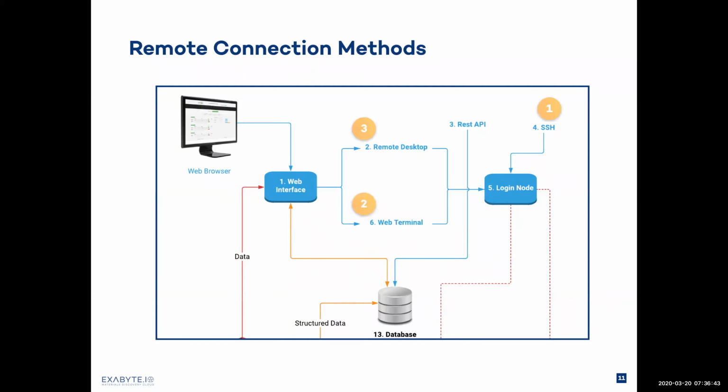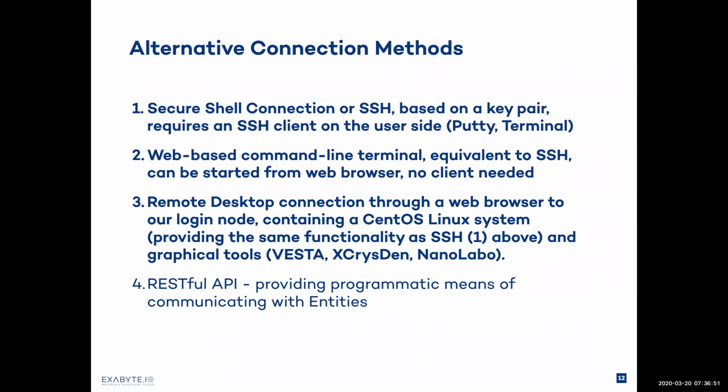There are four alternative connection methods, alternative meaning that they are not based on the web browser. They are based on a secure shell connection in the first case, a web-based command line terminal, and a remote desktop session through which users can access a familiar user interface of VESTA, Quantum Espresso, and other tools. We also have the fourth option of programmatically connecting to the platform through a RESTful API, but we will not be speaking about it in this seminar. That is a topic for a separate discussion.